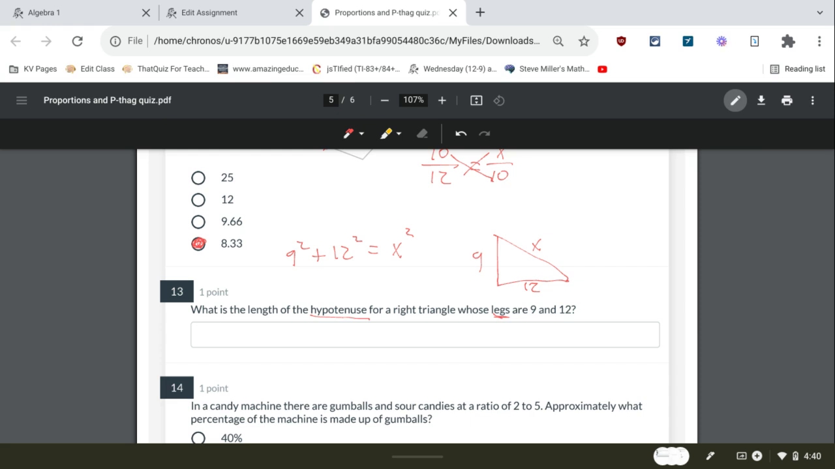The trick here that you should always be on the lookout for is that it is related to a 3, 4, 5 triangle. Because the 9 and the 12 are just a scaled up version of 3 and 4. You can just take 3 times 3 and get 9, and you can do 4 times 3 to get 12. That means if you want to figure out your hypotenuse, you could do 5 times 3. If you multiply that, you'll get 15.